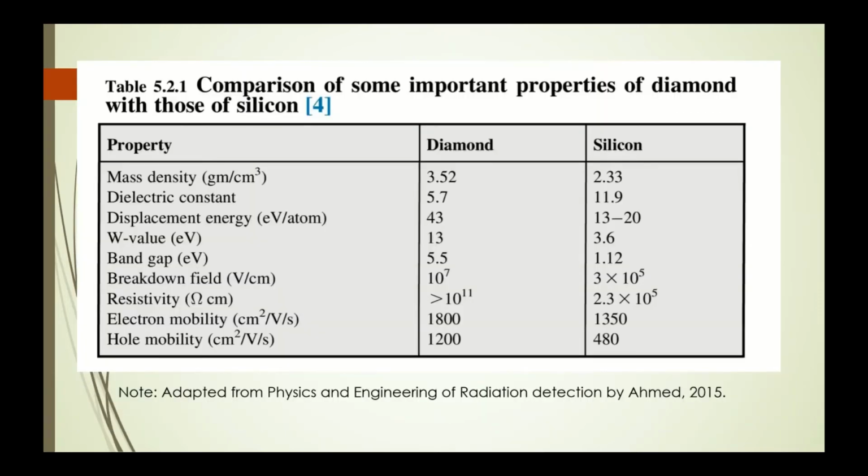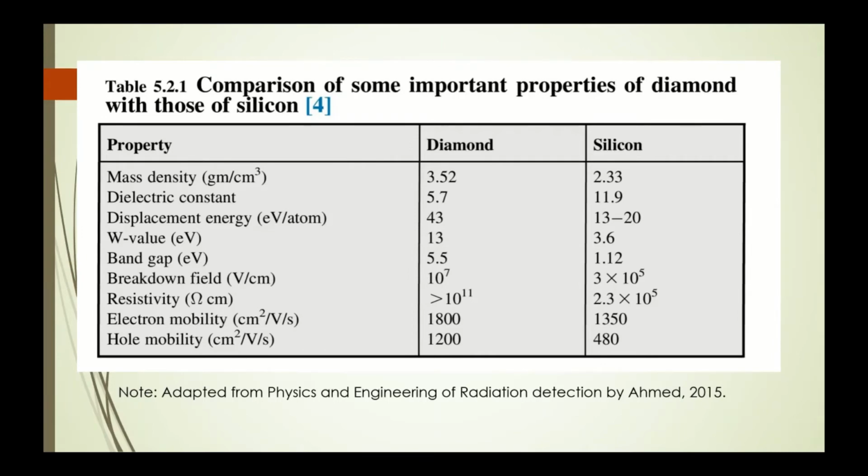This table shows the comparison of properties of diamond and silicon. From this table, we can see that diamond has a high displacement energy, W value, band gap energy, and electron mobility. Diamond also has a lower dielectric constant, which leads to lower capacitance in comparison to silicon of similar dimensions.